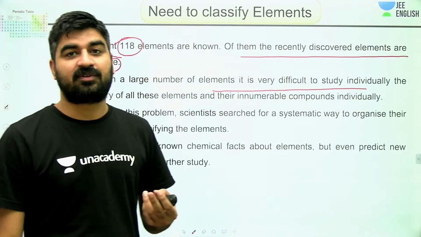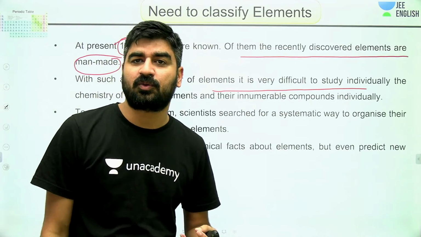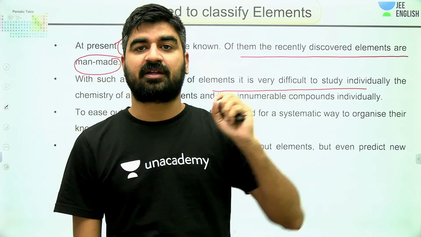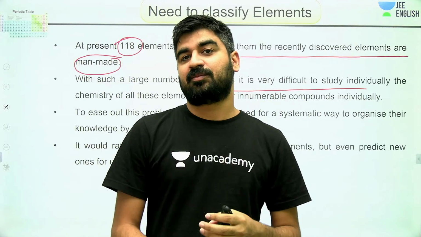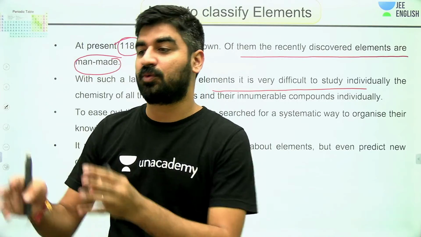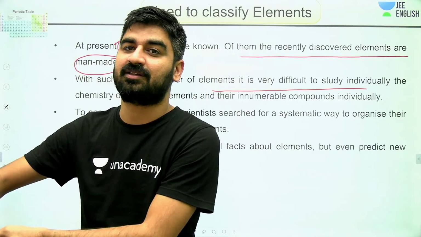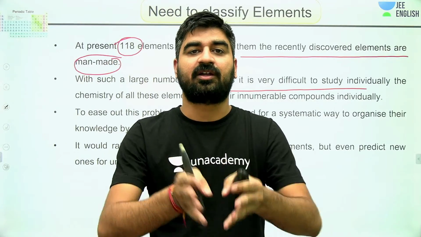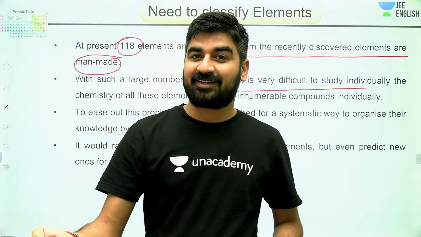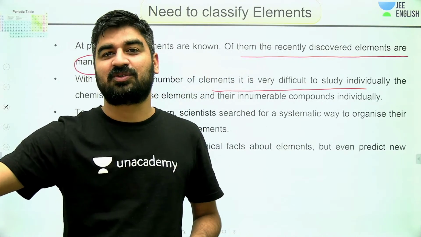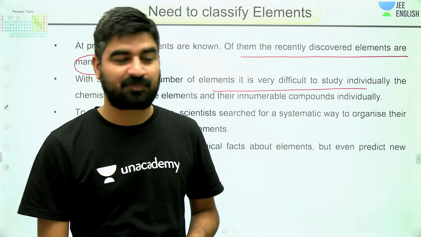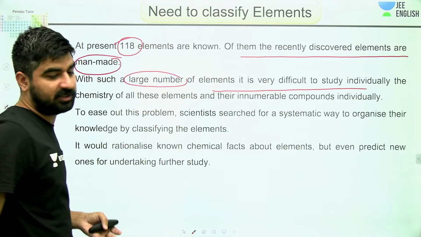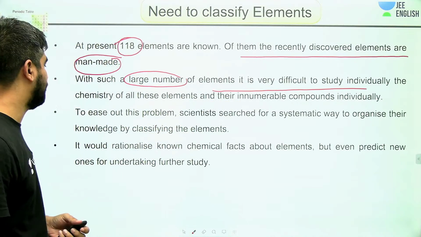If in a class we have 100 students, then it would be difficult to classify each and every student by his name and by his characteristics. But what can we do? Suppose somebody is scoring 90% plus, so I can make them sit in one row. And suppose somebody is performing between 80 to 90%, then second row, and third row onward. So I can directly say that this row consists of these students with this percentage. Similarly, with such a large number of elements, it is very difficult to study them individually.